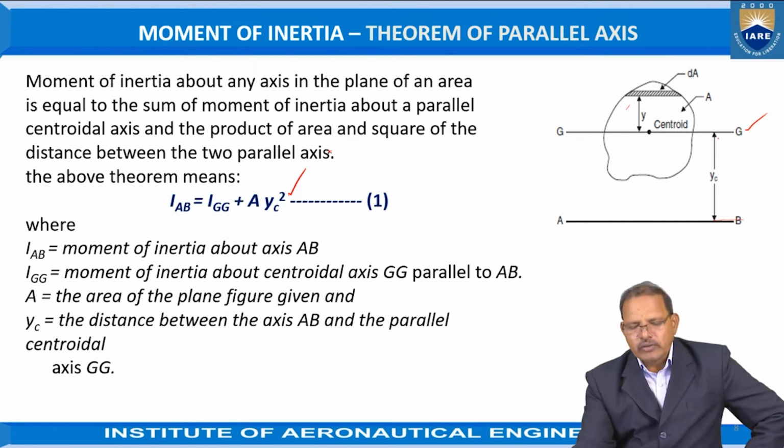This is represented in equation number 1, where IAB represents the moment of inertia of that entire area about an axis represented here as AB. IGG represents the moment of inertia of that entire area about its central axis and parallel to AB. A represents the area of the entire figure and YC represents the distance between the two parallel lines, that is AB and GG.